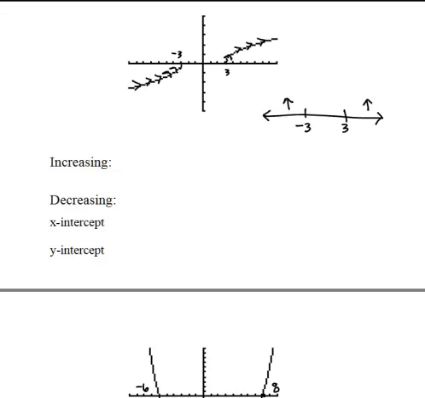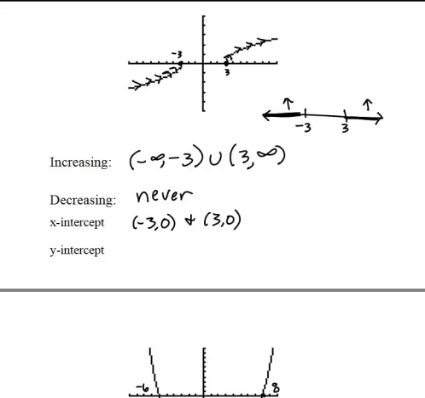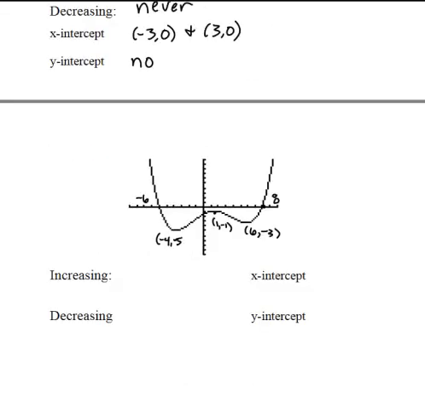So to write this, we start at the left at negative infinity, to this interval here, to -3. We jump over to 3, and then we go to the arrow, with infinity. Again, that's the interval on the x-axis. It's never decreasing. The x-intercepts are -3 and 3, points on the x-axis, and for the y-intercept, there is no y-intercept. It does not cross the y-axis. Okay, one more example.